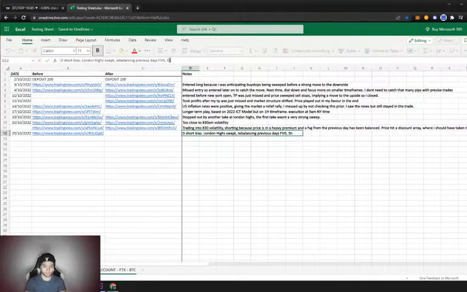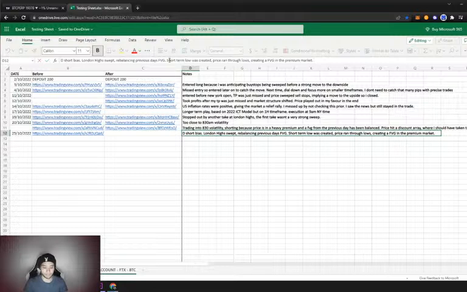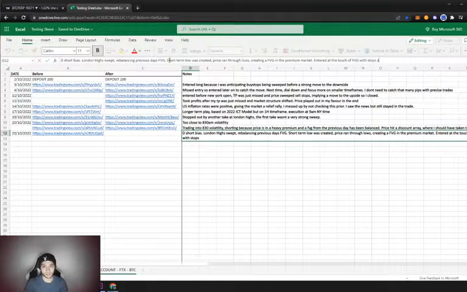Short-term low. Low was created. Price ran through lows, creating a fair value gap in the premium market. Entered at the touch of the fair value gap with stops to accommodate, considering the fair value gap above.